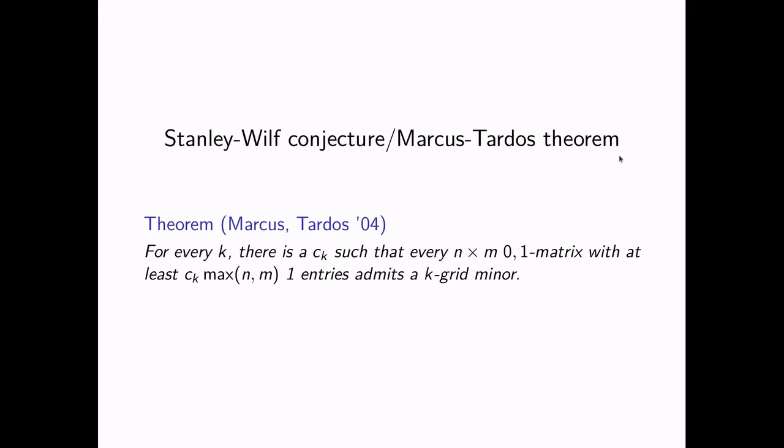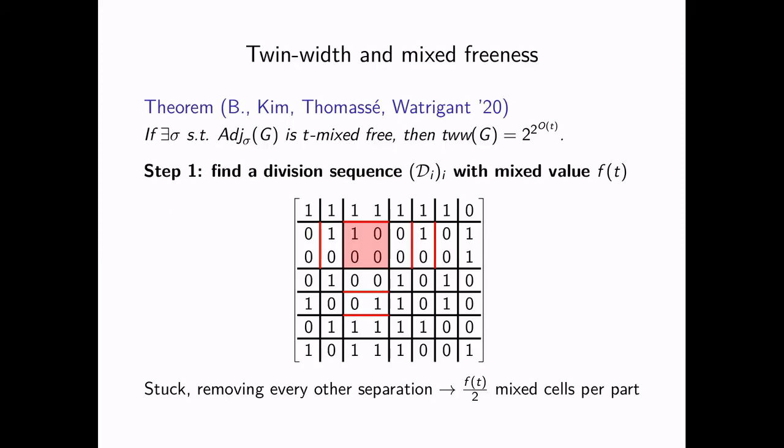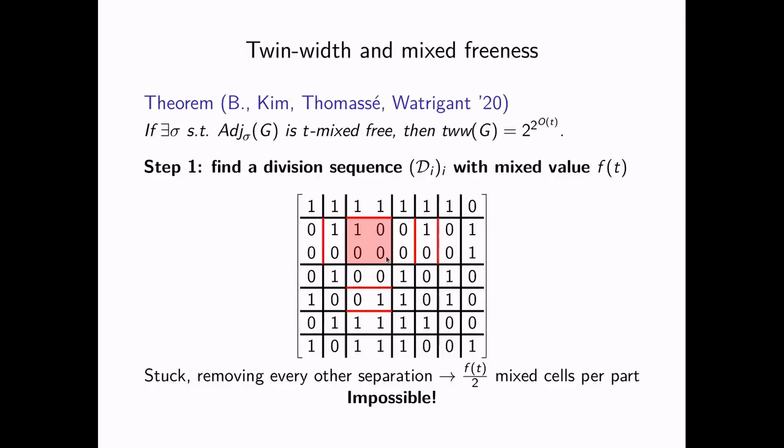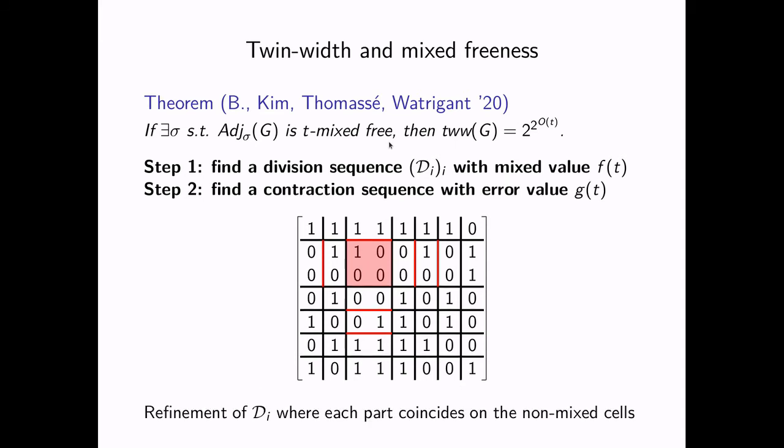So this is the Marcus-Tardos theorem, which says that for every integer k, there is another integer c_k, such that every 0-1 matrix with density c_k of 1 entries per row and column has a k by k division with at least one entry 1 in each zone. So now if we interpret mixed zones with 1 and non-mixed zones with 0, just applying the Marcus-Tardos theorem tells us that this cannot happen by assumption. So we're done with step 1.